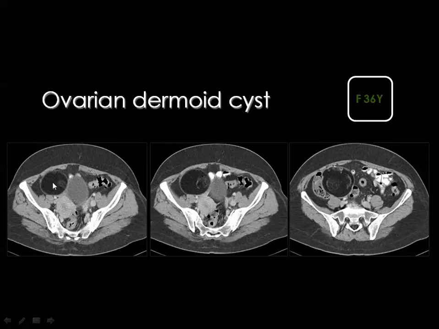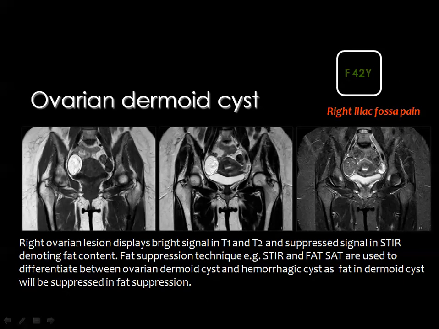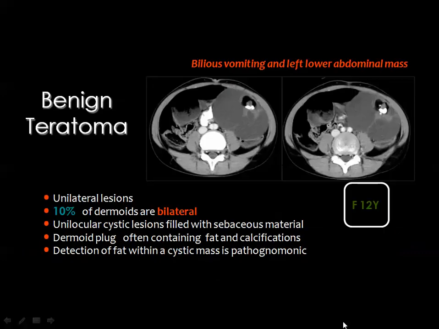You see fat, which is more dark than fluid, and you see some other tissues within the dermoid cyst. And if you look carefully, you can see foci of calcium as well. On MRI, the fat will appear bright in the T1 weighted images and somewhat also bright in the T2 weighted images, but in the fat suppressed images, the fat will be dark. And this image is very important to discriminate between hemorrhagic ovarian cyst or ovarian endometrioma and ovarian dermoid cyst.